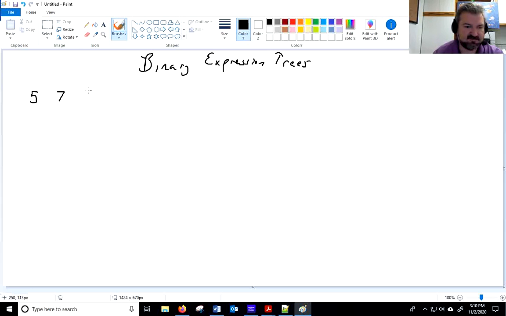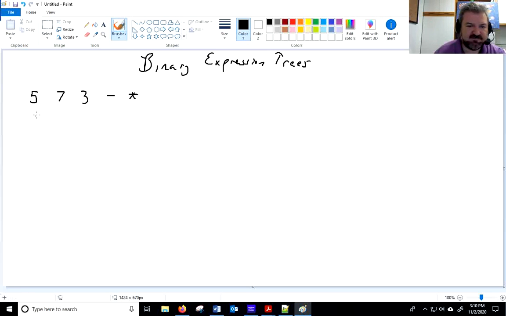5 7 3 minus times. This gives us an opportunity to review how to evaluate something like this. We would typically use a stack, but we know that the operators come after the operands. So 5, 7, 3. Then minus, which means I need to subtract the 3 from the 7. That'd be 4. Then I get a times, so I multiply 5 and 4 and get 20. That's how that works.